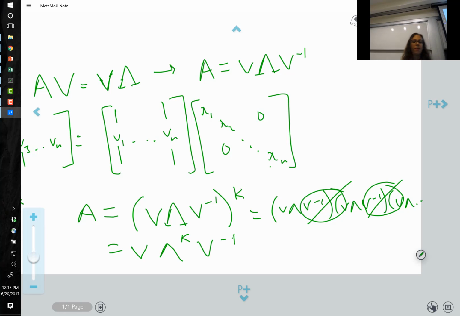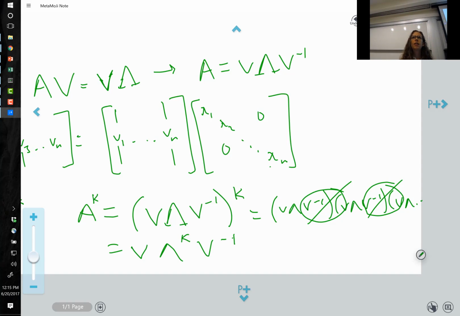And why is it okay that we have lambda to the k? It's diagonal, so it's really easy to take the kth power. Exactly, yeah. Since it's diagonal, taking the kth power is not a big deal at all. So this is a much more efficient way to compute the kth power of A.